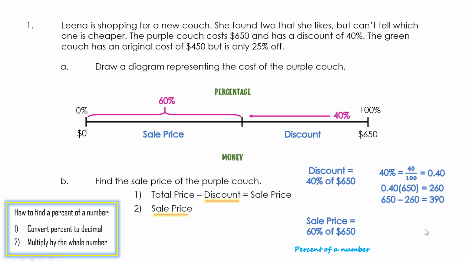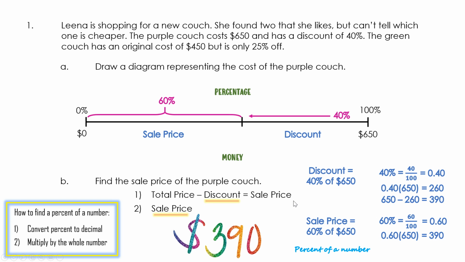All right, and then if we were going to use the second method, I just need to convert 60% to a decimal. 60% is equal to 60 over 100, or 60 100ths. I multiply that by my whole number of 650, and then I also get my sale price of 390. So regardless of which method you use, you come up with the same answer of $390.